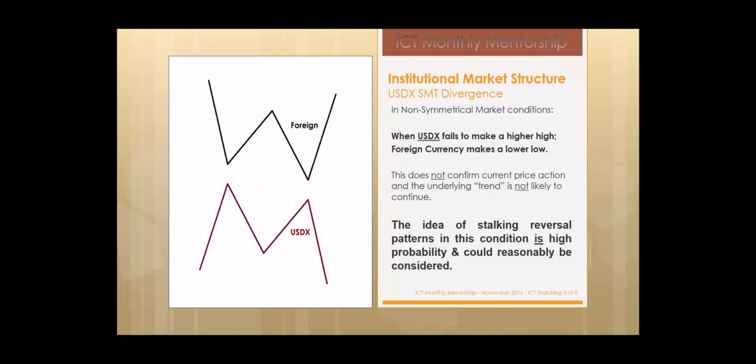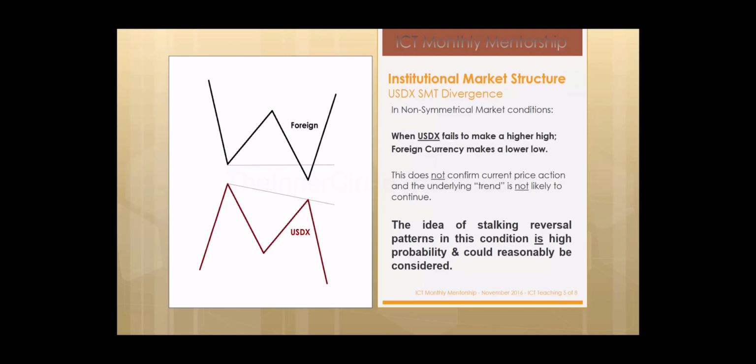Again, looking at non-symmetrical market conditions, when the dollar index fails to make a higher high, while foreign currencies make a lower low, the same thing is being said as we said in the previous slide. It's just being illustrated in a different context. This is showing the dollar index is failing to make a higher high. That means there's underlying weakness. And there's a lower low seen in foreign currency pairs.